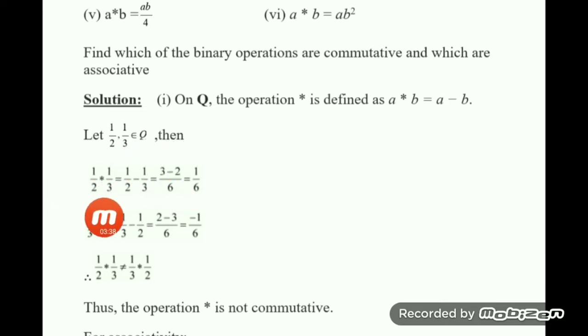Then you have to find the value of A star B, half star 1 by 3. By definition, if A star B is A minus B, then half star 1 by 3 is equal to half minus 1 by 3. These are fractions, so you have to take the LCM. After taking the LCM, multiply this by 3 and this by 2. So the numerator is 3 minus 2, that is equal to 1 by 6. So we have done the calculation.